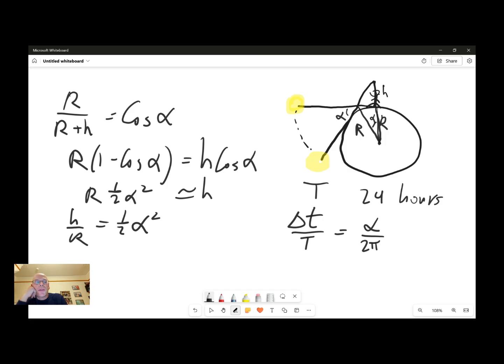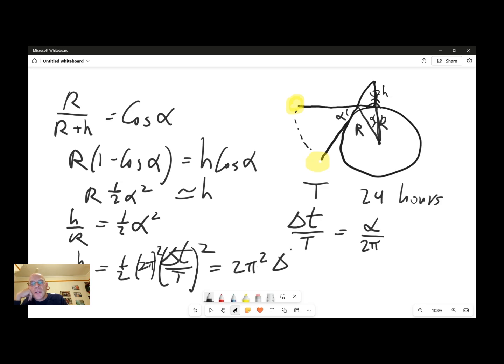So we can substitute this relation and find a very nice formula. H over r is half, and what we have is (2 pi delta t over T) squared. The 2 pi is also squared, so this is 4 pi squared divided by 2, which gives 2 pi squared delta t over T, squared.